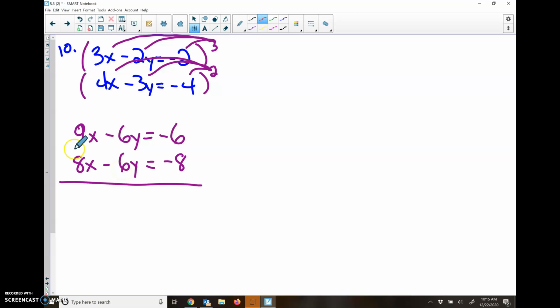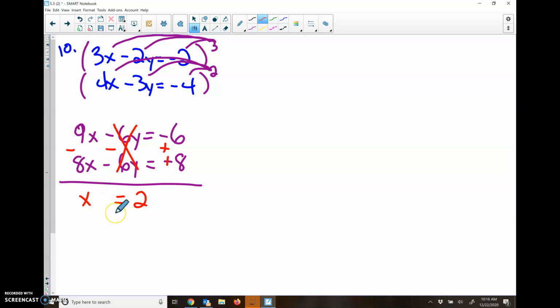Okay? And I'm going to subtract to get them to eliminate. Remember, if I add negative 6 plus negative 6, I get negative 12. That's not what I want to do. I wanted to get it to eliminate. So I'm going to subtract everything. 9x minus 8x is just x. Negative 6y minus negative 6y is 0. And then negative 6 minus a negative 8, that turns into a plus. Plus 8, and that turns into 2. So I figured out that x is 2.